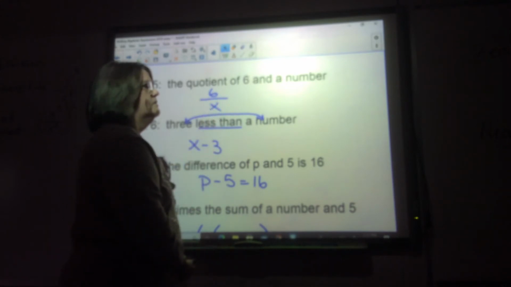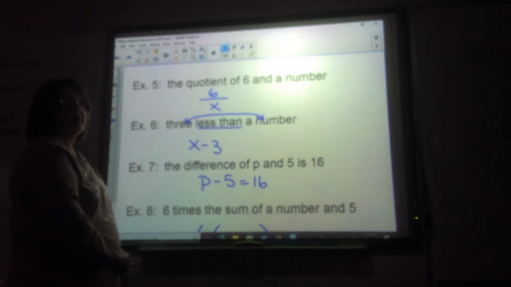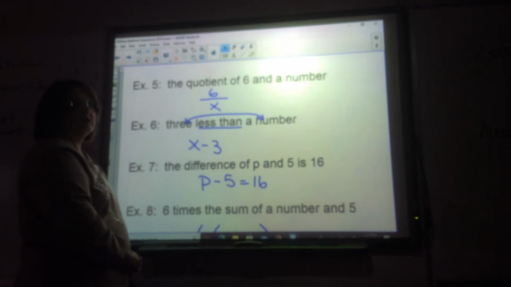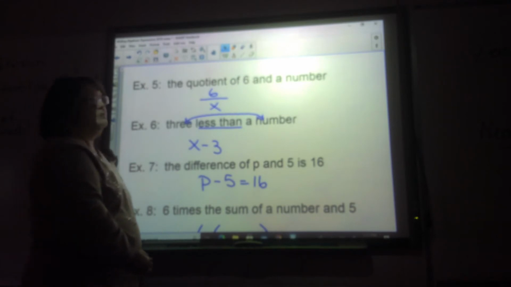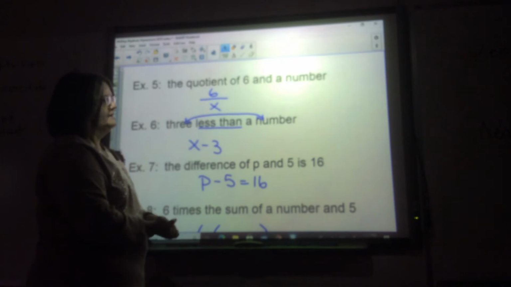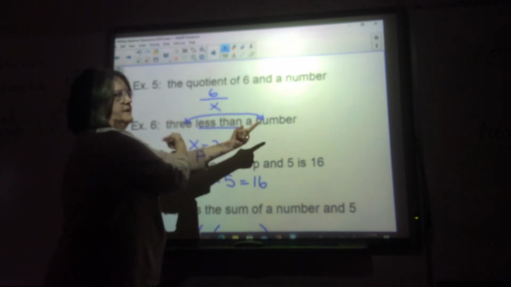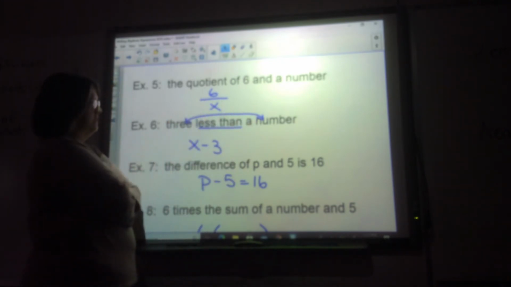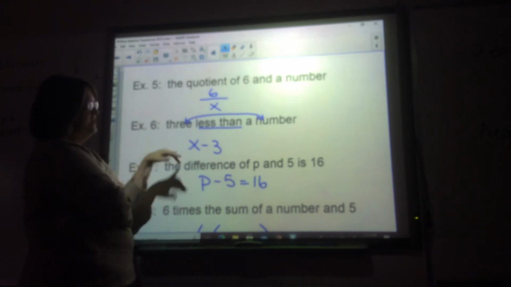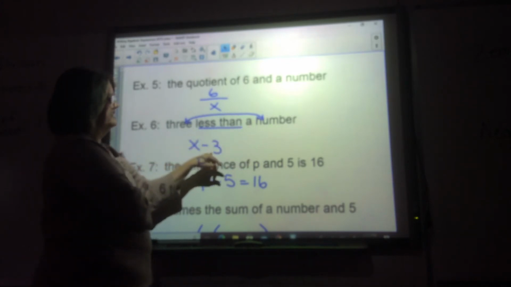All right. The word less than, and this will be in my notes on my Google Classroom. You'll have a little graphic organizer telling you what all these words mean. But less than is one of those words that flips things. So I've got the word less than. It's going to flip these two. That's why I have an arrow drawn there. So 3 less than a number. So you write number first and then 3.